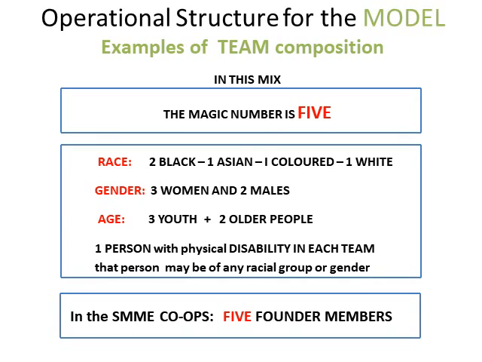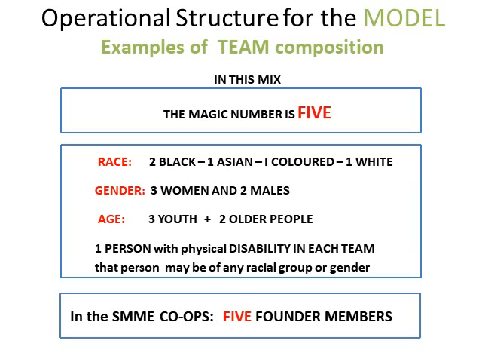Let's take a deeper look now at some examples of a team composition. In this mix of things that we've discussed, you'll find the magic number is 5. Inside a team, you've got 5 people. How does that work in terms of racial dispersement in the team? 2 black people, 1 Asian person, 1 colored person, 1 white person. Fully inclusive, and it totals up to 5.